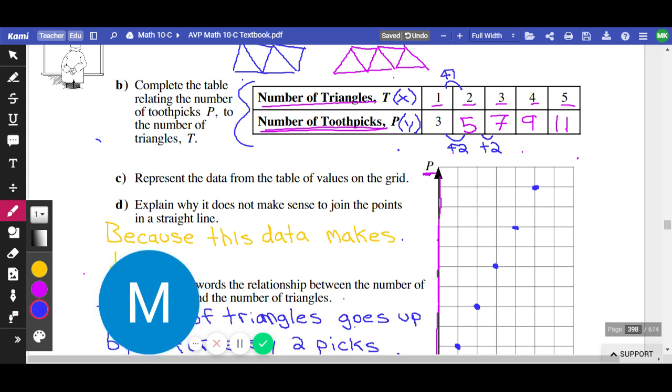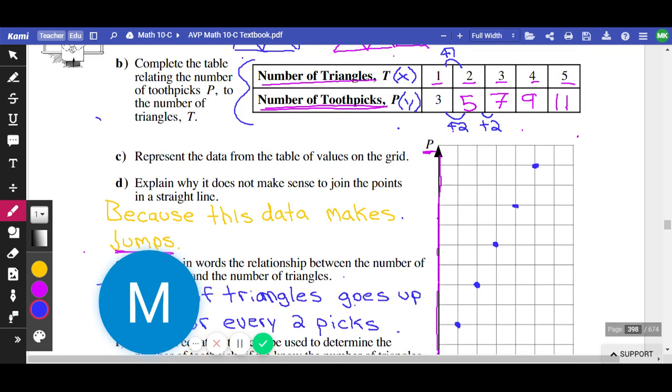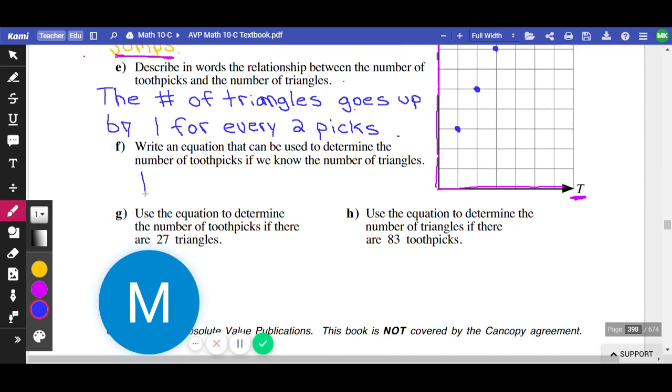And you would have +2, +2, +2. Hopefully that makes sense and you guys remember that. On the top, you would have also done some sort of jumps like +1, +1, +1. The question said that they wanted to build an equation to represent the number of toothpicks if we know the number of triangles. So toothpicks would be the first letter. The number of toothpicks is equal to whatever you're jumping up by. Okay, so we were jumping up by 2's. So it'd be 2 times the triangle.